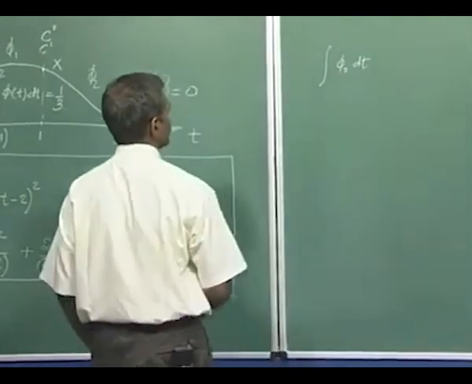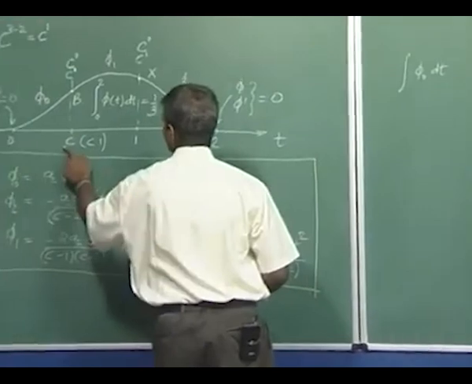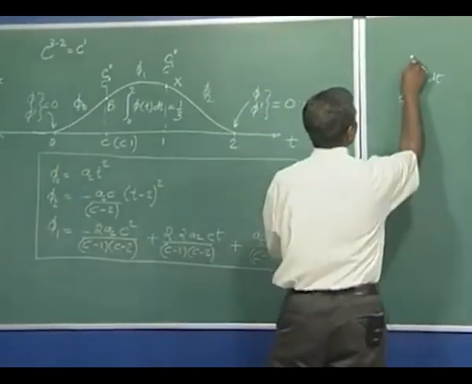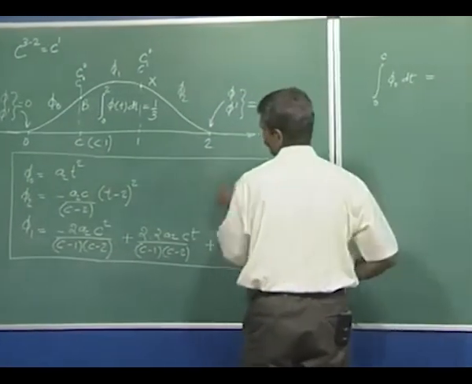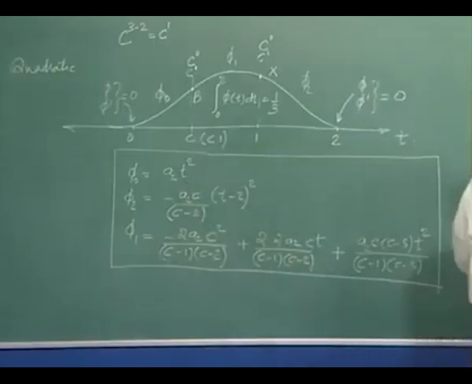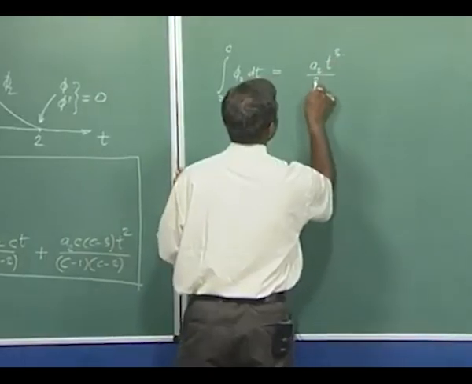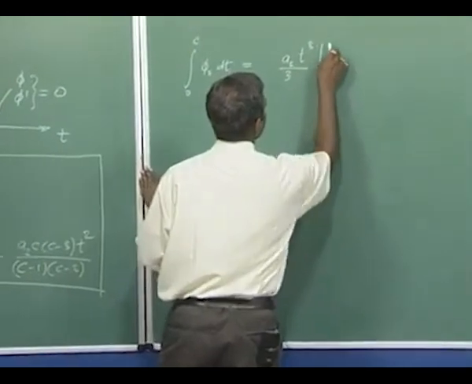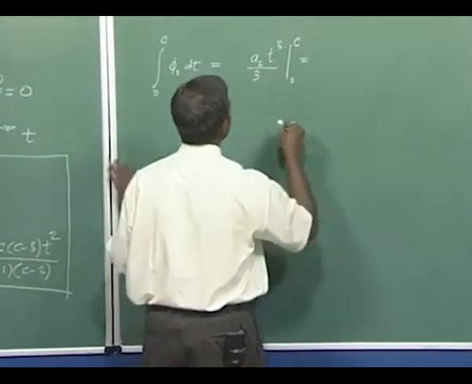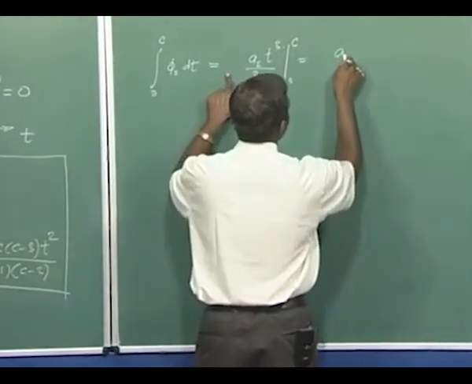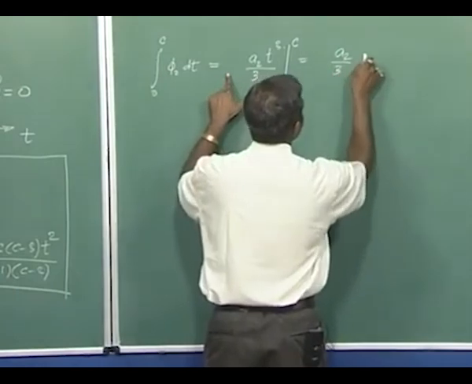So integral phi 0 dt from 0 to C equals A2 t cube over 3, 0 to C, which is A2 over 3 C cube.